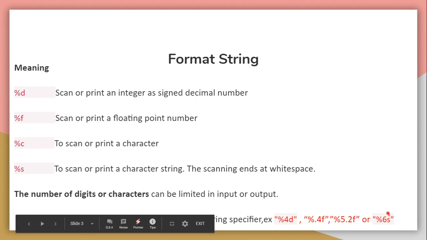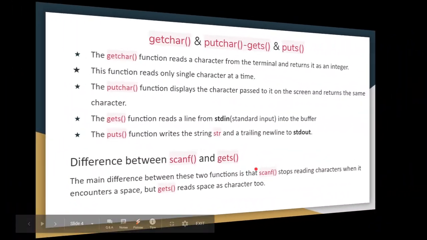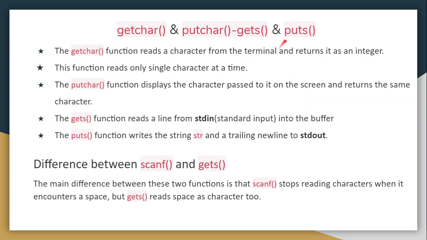So these numbers actually format the number of digits or the characters in place of the input and the output. This is called a format string. Okay, then next slide we will see how getchar, putchar, gets, puts work.